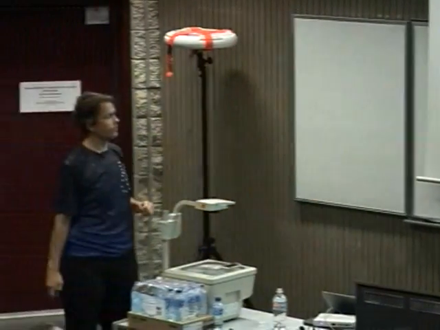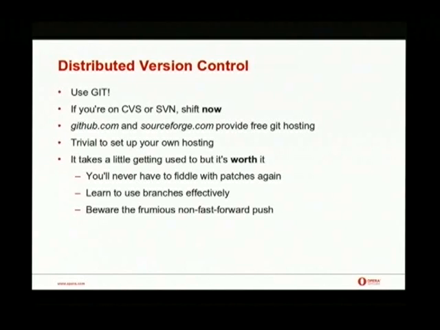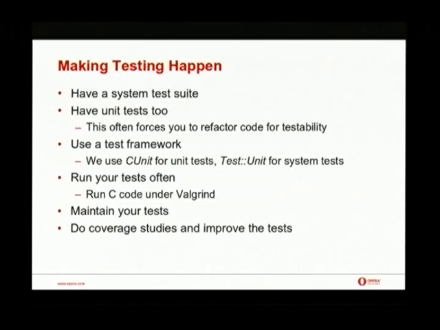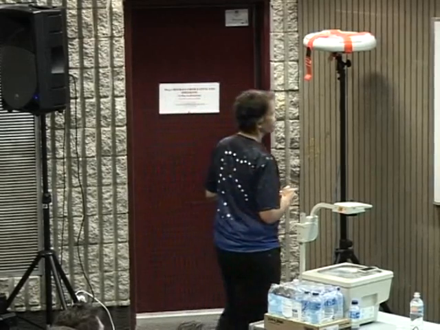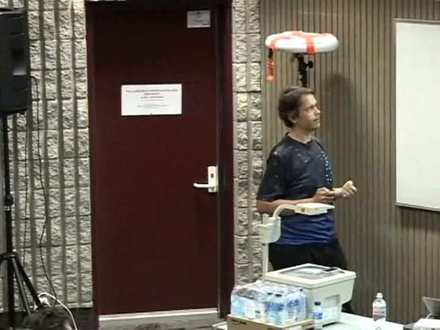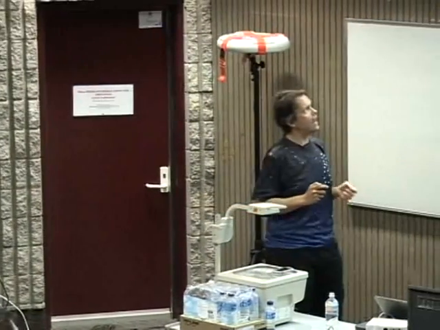Modern version control, modern software engineering practices, distributed version control. This entire slide comes down to: use Git. Making testing happen. You need to have a system test suite. You need to have unit tests. They have to be different things. We have to explain this to people every now and again. Having unit tests often forces you to refactor the code for testability. This is a good thing.